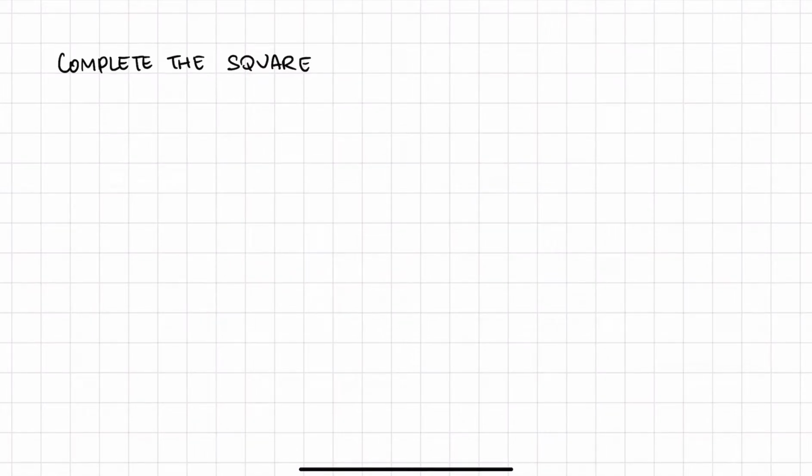Yo, hey guys. So in this one, I'm going to talk about completing the square, which is a very common thing in math that a lot of students need to know. Basically, before we try to understand what it is, let's firstly talk about what we mean by squares.